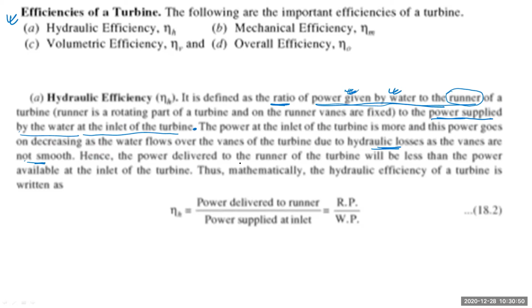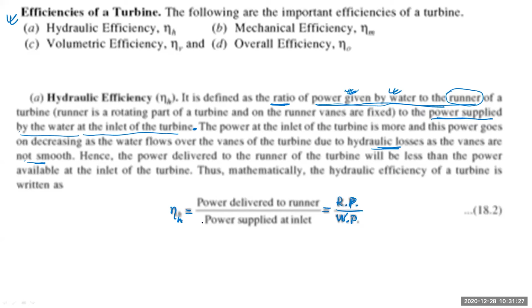Okay, hence the power delivered to the runner of the turbine will be less than the power available at the inlet of the turbine. So mathematically, it is represented by eta H equals power delivered to the runner, in simple language, upon power supplied at the inlet. That is runner power, Rp, upon water power. So this is your hydraulic efficiency.